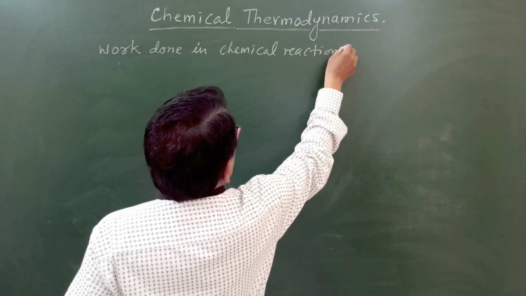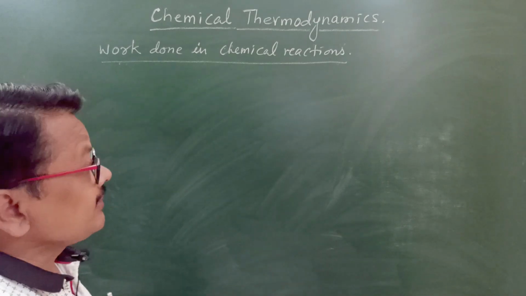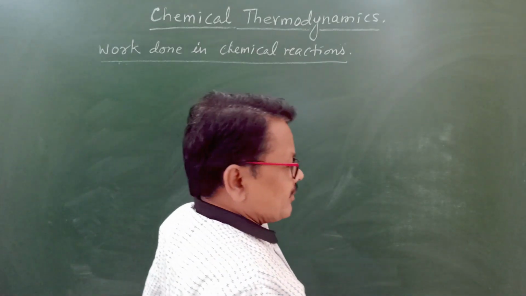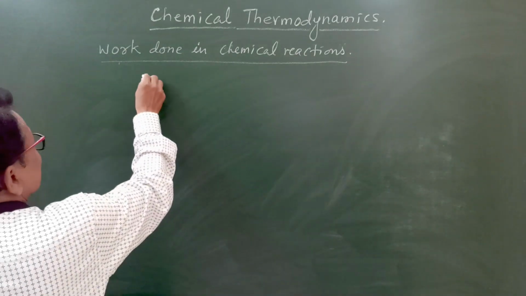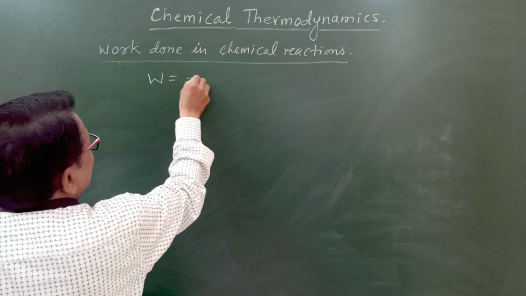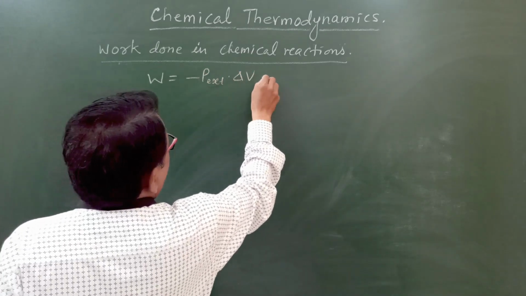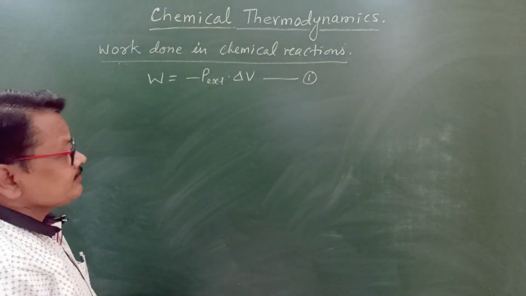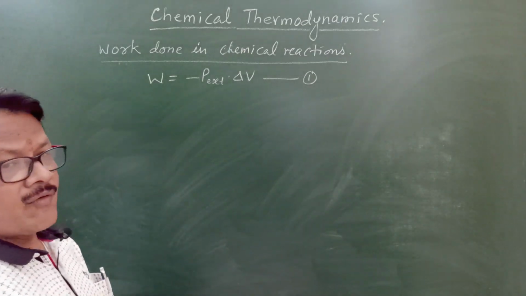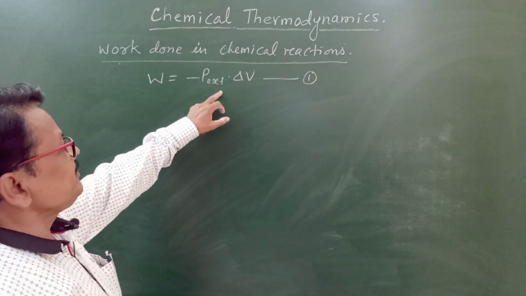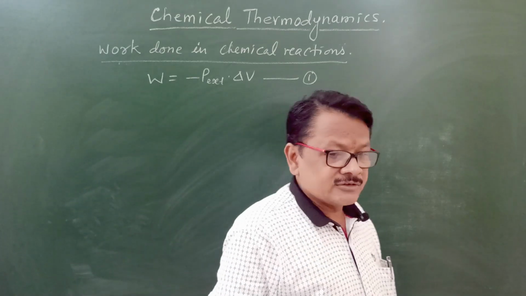Very simple derivation it is. What is the work done in chemical reactions? We have seen PV work done. What is that PV work done? W is equal to minus P delta V. I have to start this derivation from this equation. In simple work, W is equal to minus P delta V. Here P is the external pressure applied on the piston.